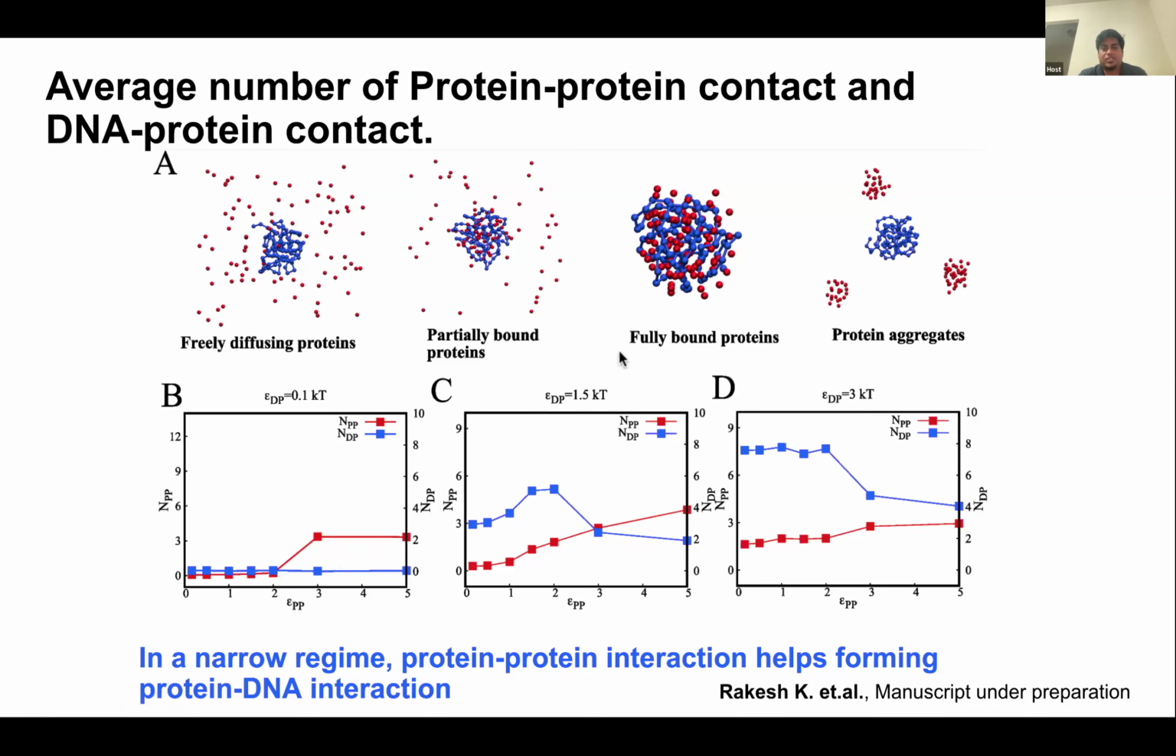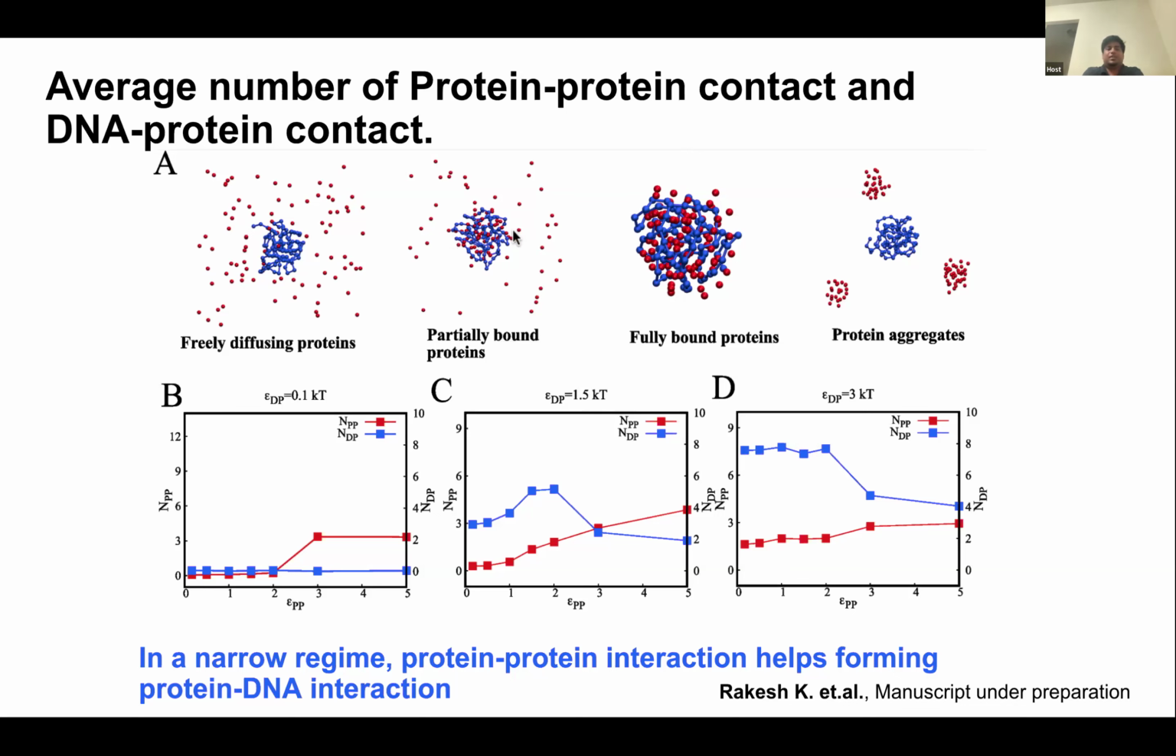So we find a narrow regime of 1.5 kT and 1.5 kT of protein-protein interaction, where there's an ideal peak in the graph where the DNA-protein interaction is also high and the protein-protein interaction is also high. So that is the fully bound state. Otherwise, when the protein-protein interaction is very low and the DNA-protein interaction is very high, it is a protein aggregate formation, or the partially bound state.